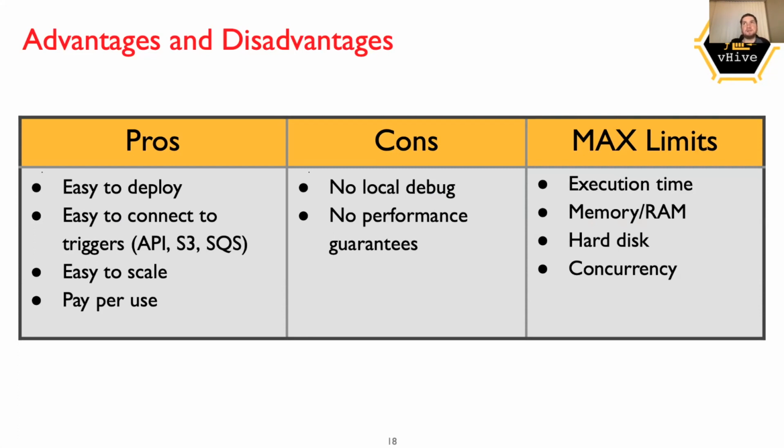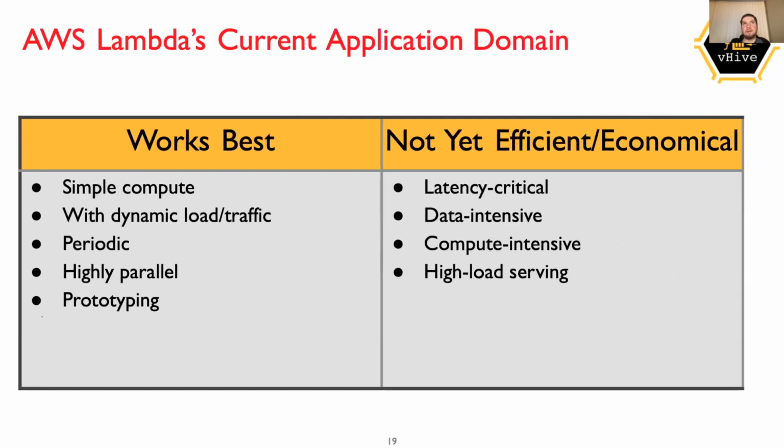And there are a couple of limits you have to keep in mind with Lambda: its execution time of up to 15 minutes, its memory, RAM, disk, and concurrency. So where could it be used? When you have simple compute, because it only has CPU. If you have to handle peak loads, it's pretty good because it can scale pretty fast. For periodic tasks, it's great at doing cron jobs. If you need to parallelize some simple task, it would be great as well. Or if you need a prototype, because it's very cheap.